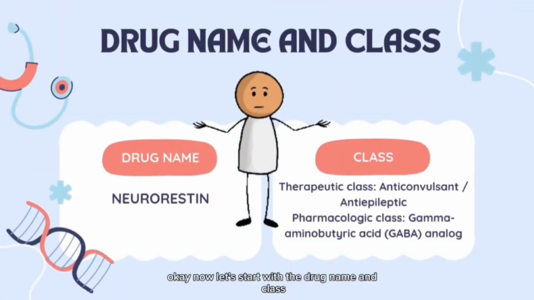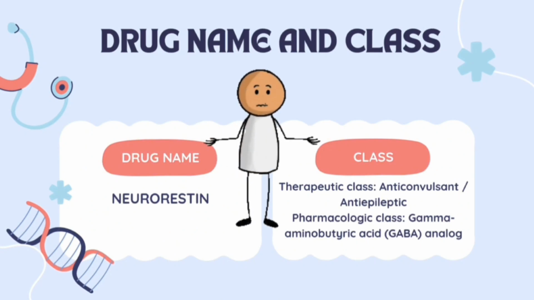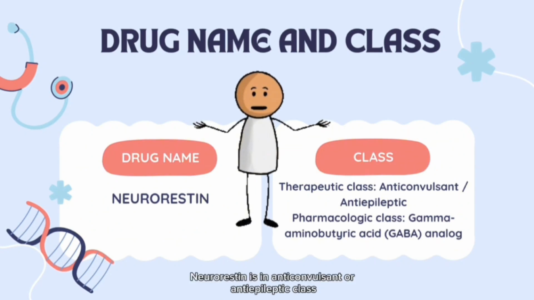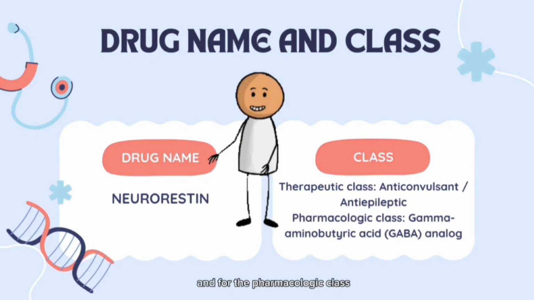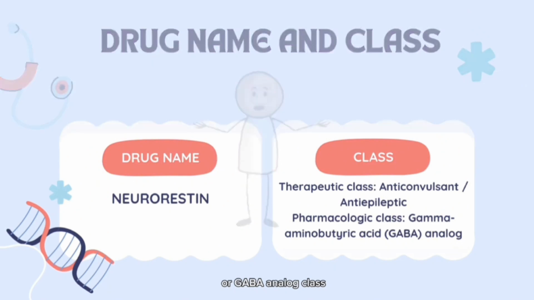Okay, now let's start with the drug name and class. First, the drug name is Neurorestin. Second, there are two classes, which is therapeutic class and pharmacologic class. For the therapeutic class, Neurorestin is in anticonvulsant or anti-epileptic class. And for the pharmacologic class, Neurorestin is in gamma-aminobutyric acid or GABA analog class.